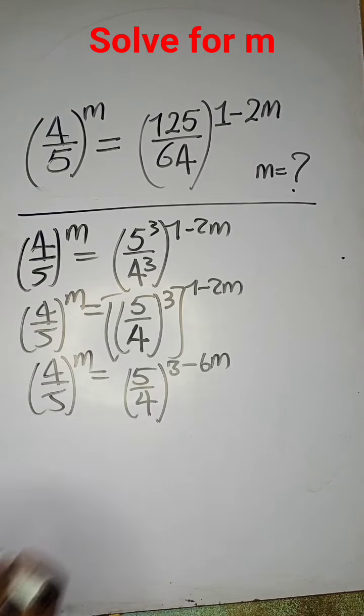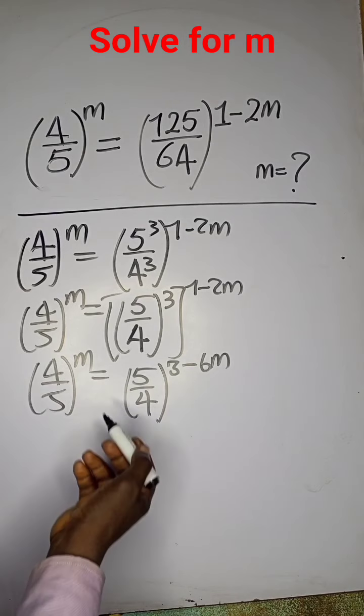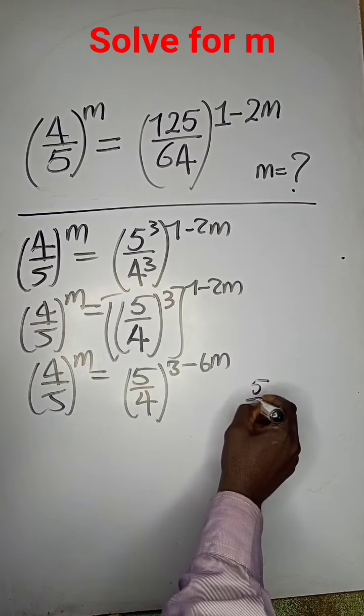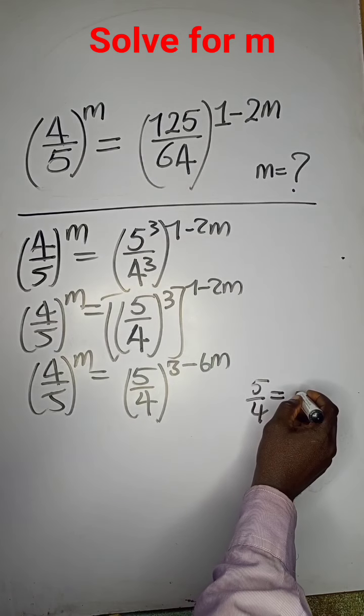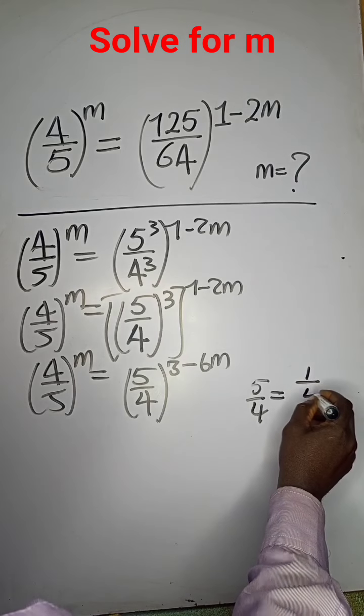All right. So this is what we get. The base here is 4 all over 5. The base here is 5 all over 4. How can we bring 4 all over 5 here? We know that 5 all over 4 can be written as 1 all over 4 all over 5.